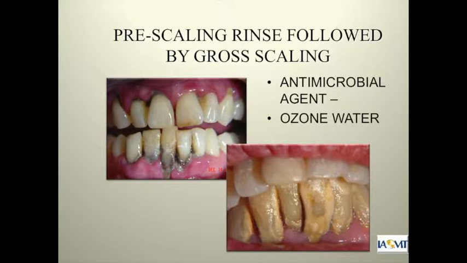So we call it the pre-scaling rinse, followed by gross calculus removal. These patients are drinking New Jersey tap water, with its high mineral content. But we have to use an antimicrobial agent. We use ozonated water. Ozonated water is the best and safest antimicrobial. As far as debulking the pockets, before we go mechanically into our patients, whether it's a Cavitron, piezo, or hand scalers, we irrigate those pockets out for sure.